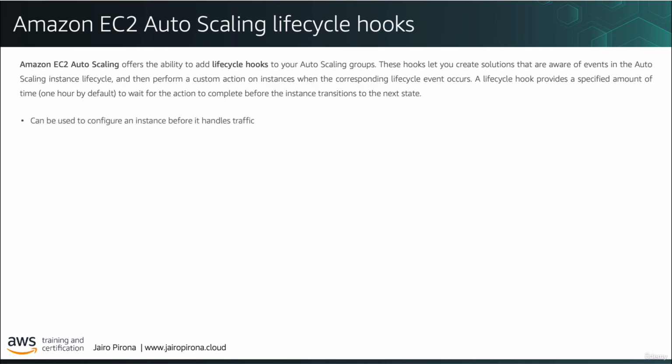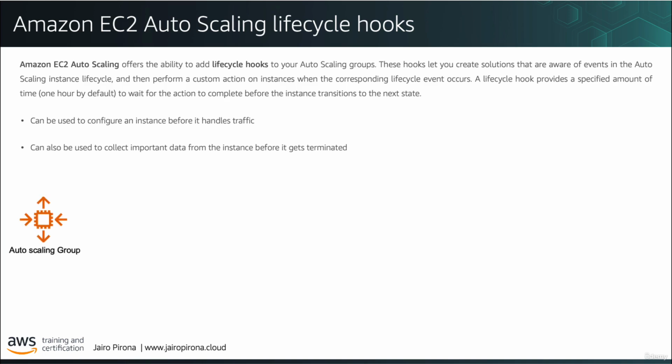Now, some common reasons for using lifecycle hooks include setting up an instance before it handles traffic for the auto-scaling group, or collecting important data before it terminates. So, let's take a look at what the life cycle of an EC2 instance launched by an auto-scaling group looks like. This will help us understand where lifecycle hooks come into play.